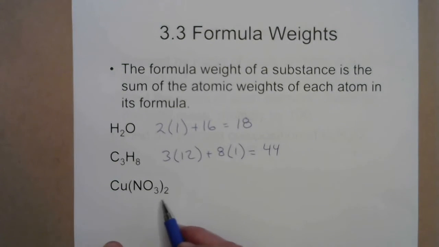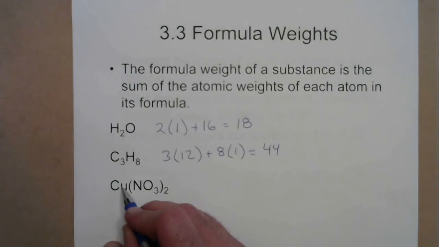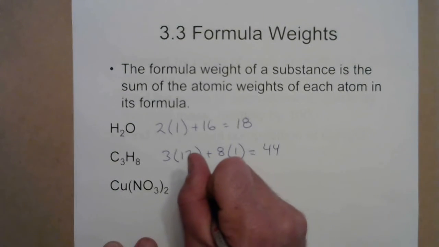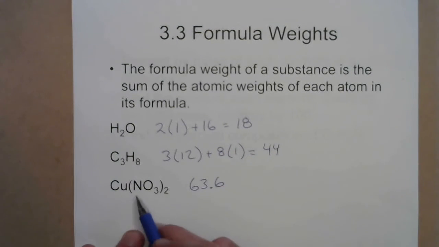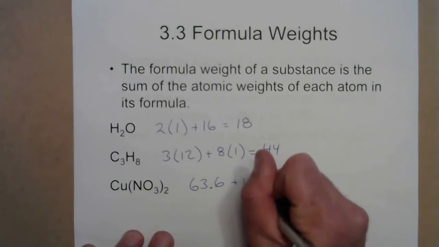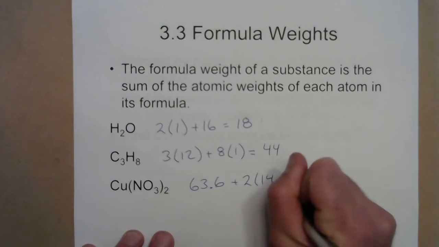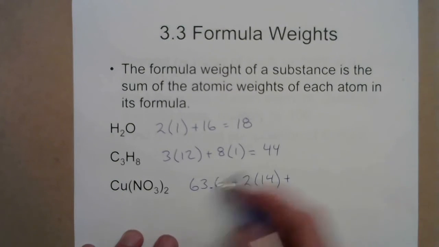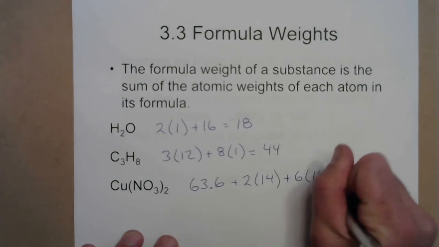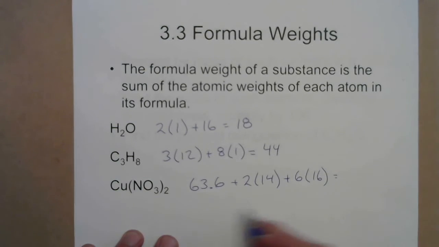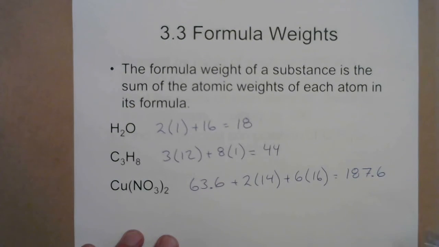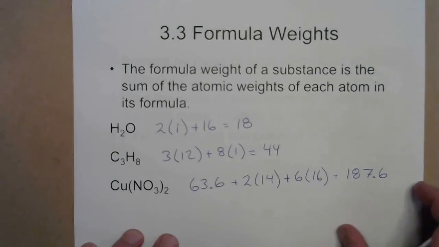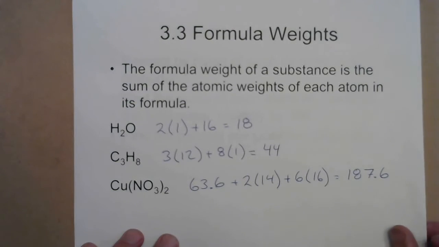Down here, copper 2 nitrate. So we have a copper. We look on the periodic table and we find that its mass is 63.6 for the copper. And then we have nitrogen. We have 2 of them. So plus 2 times the mass of nitrogen, which is 14. Plus oxygens, we have 6. So 6 times 16 for the oxygens. So we'll add those together and you get 187.6. I typically round these to the nearest tenth. Some people round to the nearest hundredth, but typically for most of the things that we're doing, rounding to the nearest tenth is going to be good enough.